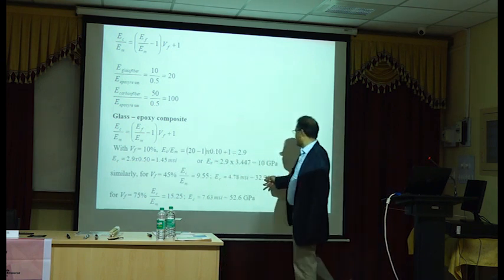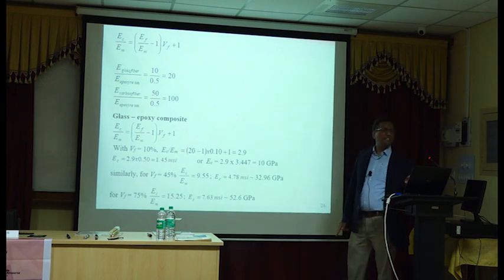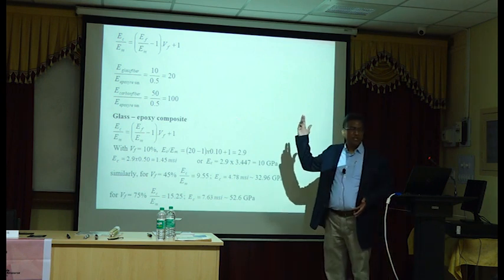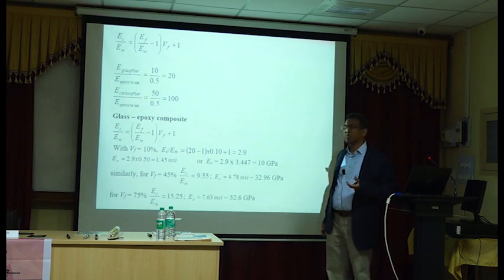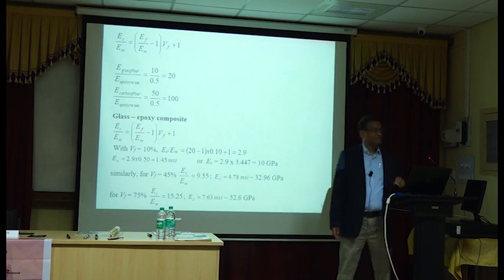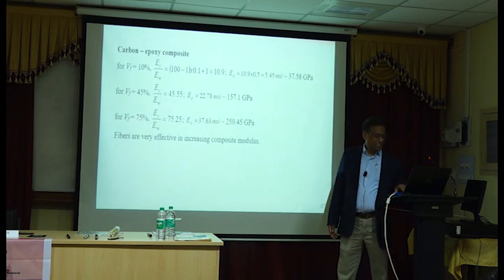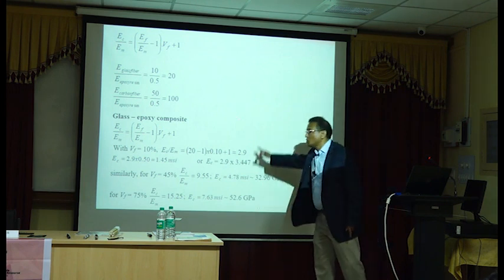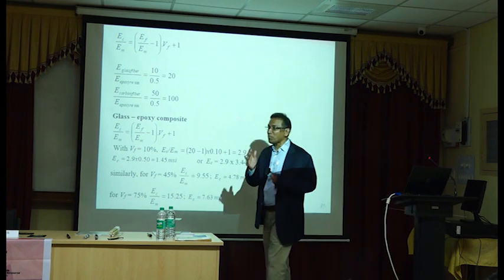Same thing for 45%. For 45%, 32.96 is what we got. And in this case, I have 157. Where is 32.96? Where is 130 or 157? That's almost 4.5 times. Okay? And for 75%, we have 260, and this is 52. 52 here, 260, more than 5 times. So that's what matters. That's what I keep on telling.